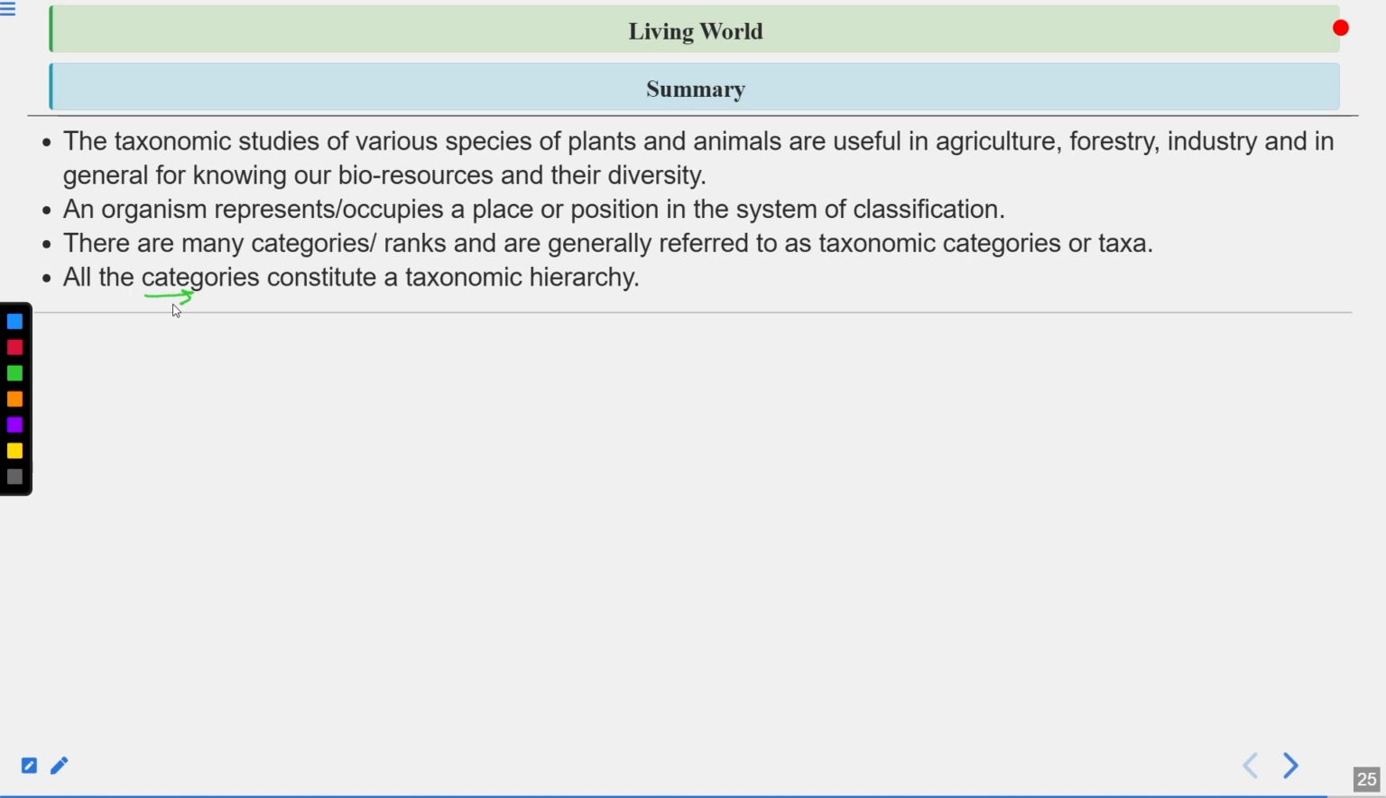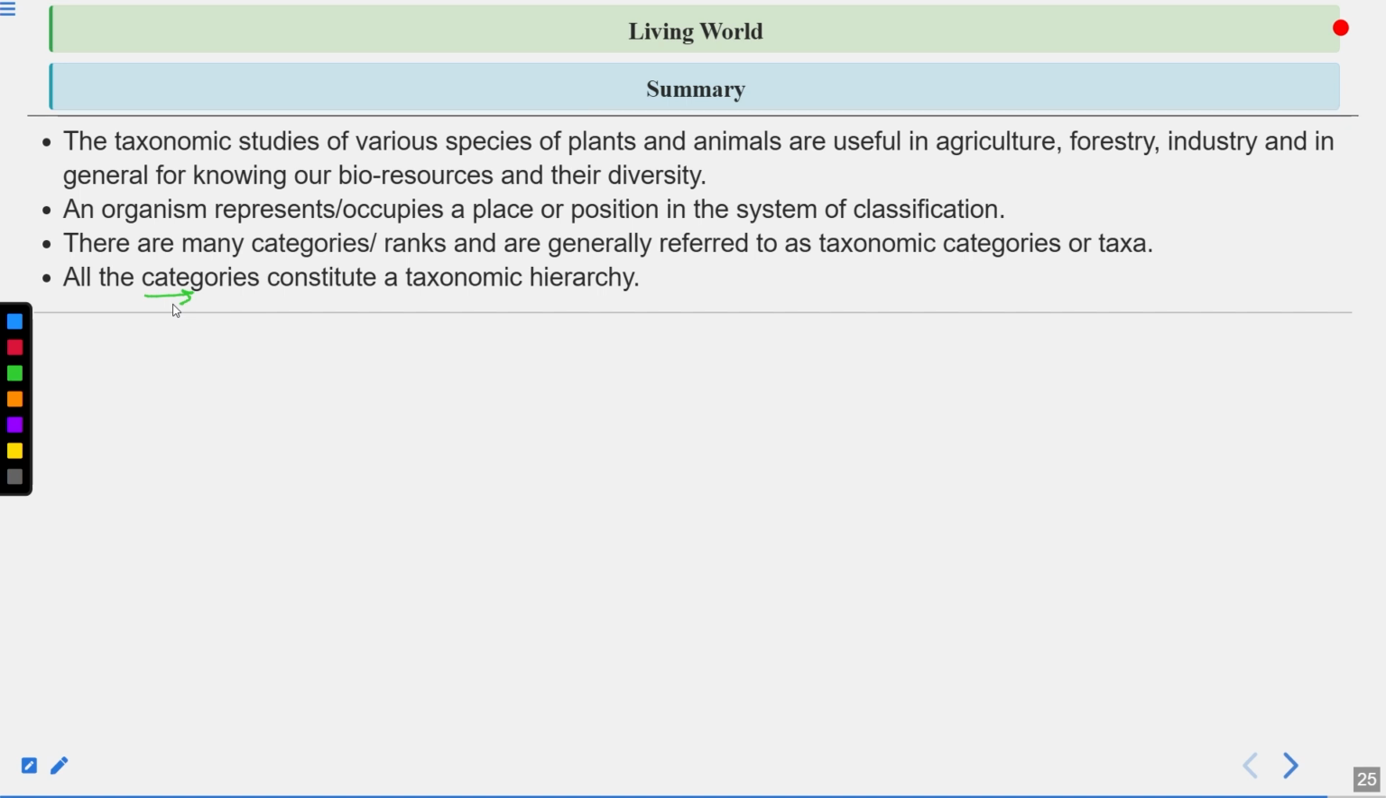As you go up the taxonomic hierarchy, as you move towards the highest taxon, the number of similarities within the organisms decreases, because these are very broad categories. Kingdom Animalia includes all the animals. Kingdom Plantae includes all the plants. So obviously the similarity will decrease. Clear?